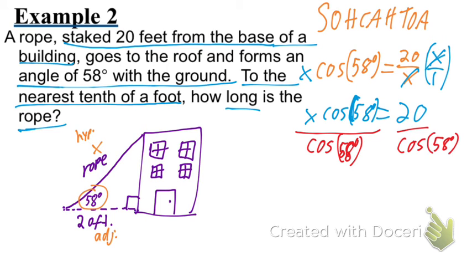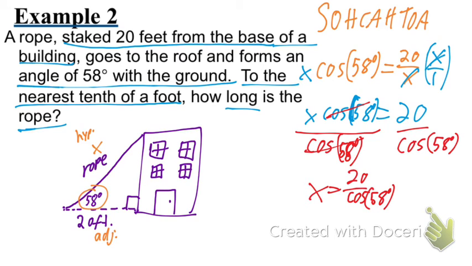Now, what's anything divided by itself, guys? Not 0. 1. Those reduce. x is equal to 20 divided by the cosine of 58 degrees. Is x by itself? Yes, it is. So now we have to type this into our calculator.